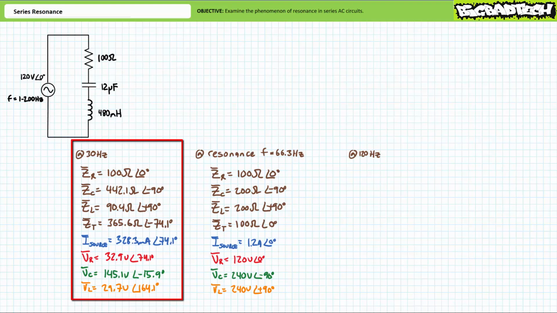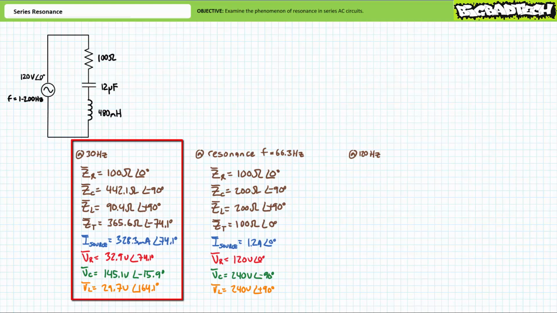Given this is a series circuit with a single path for current, it can be said 328.3 milliamperes at an angle of 74.1 degrees flows through all three elements, forming the series connection. IR equals 328.3 milliamperes at an angle of 74.1 degrees, as does IC and IL.